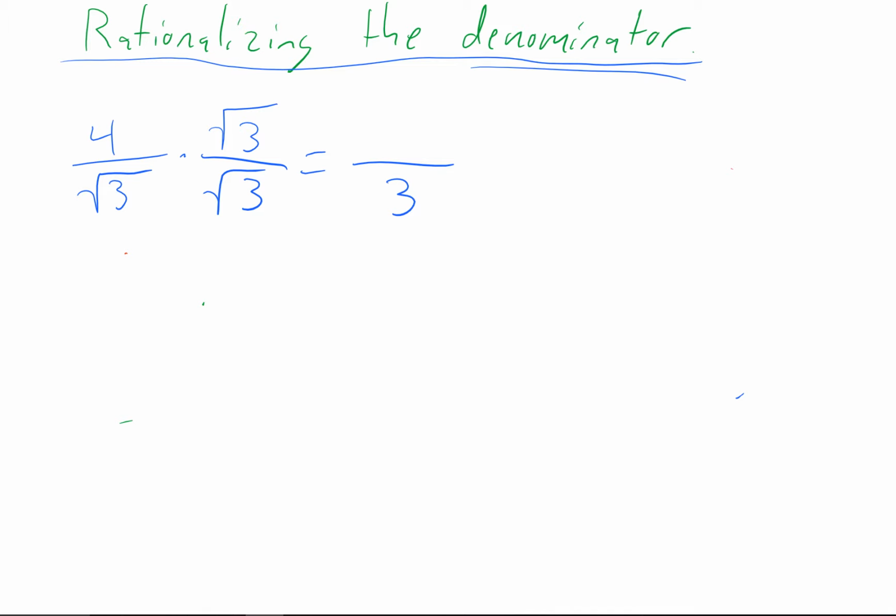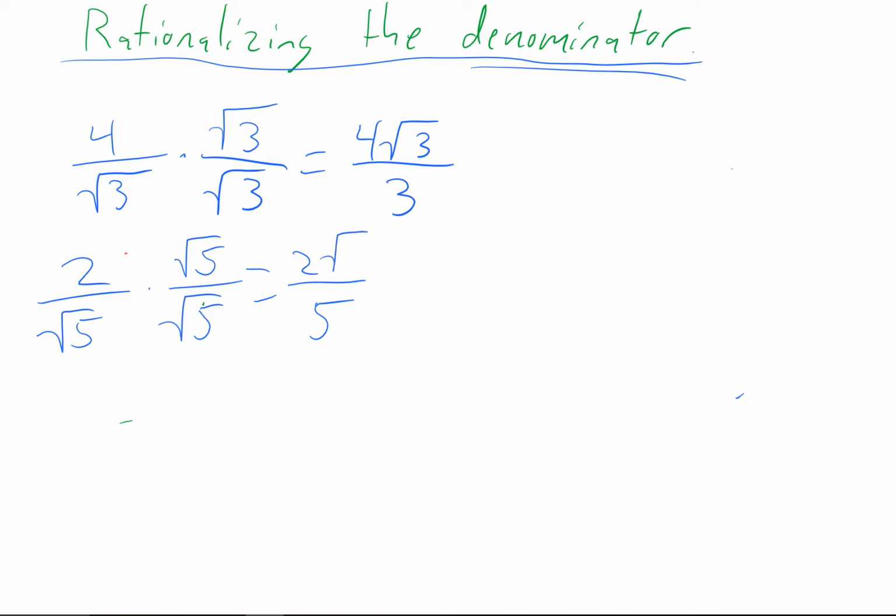4 times root 3, we just read that as 4 root 3. We already said the root 3 can only be said as the root 3, so 4 root 3. Pretty easy, huh? Let's look at some others. Like 2 over the square root of 5. All I'm going to do is take this denominator, square root of 5, and multiply by square root of 5 over square root of 5. Square root of 5 times square root of 5 is 5, so 2 root 5 over 5. It's really quite easy once you get it, huh?